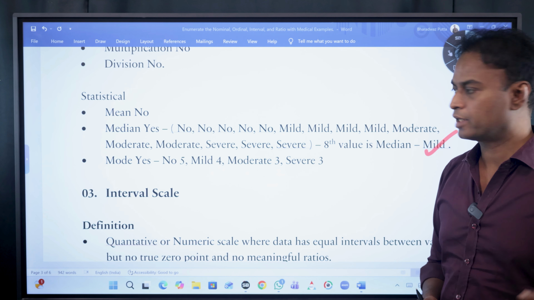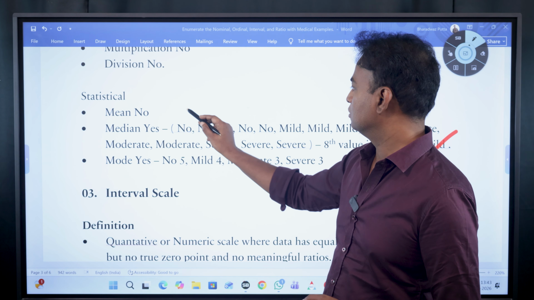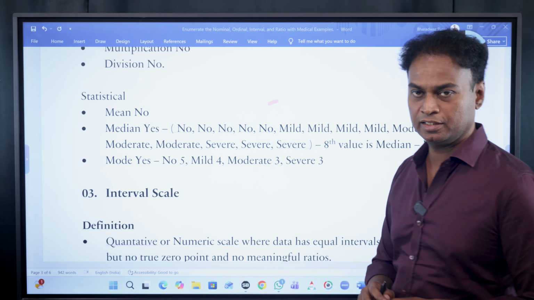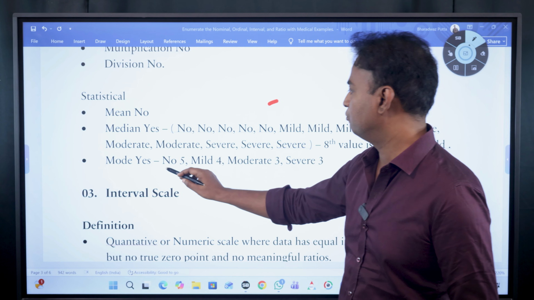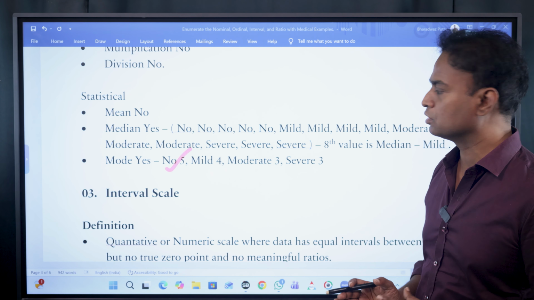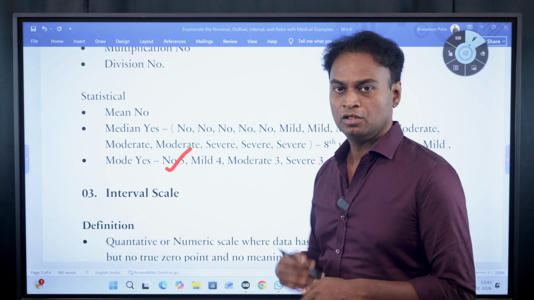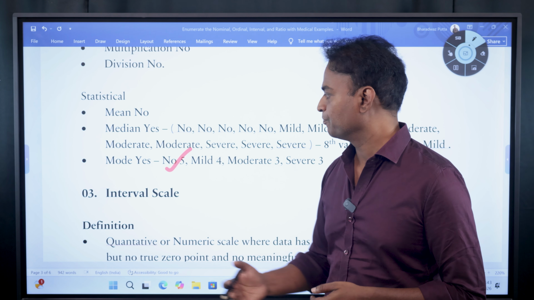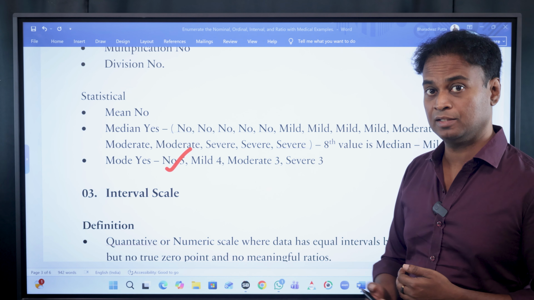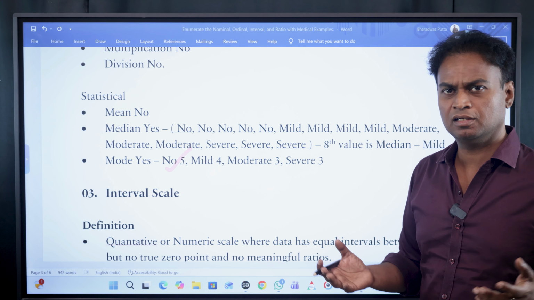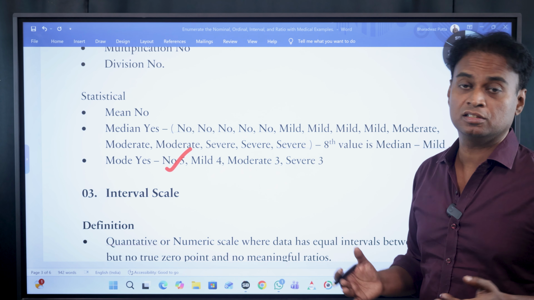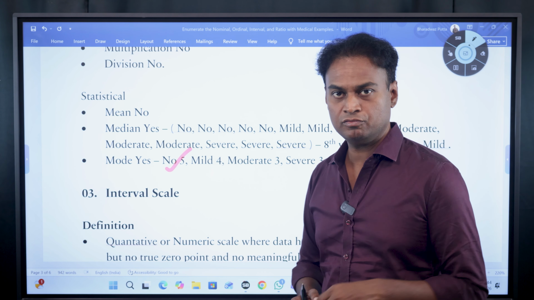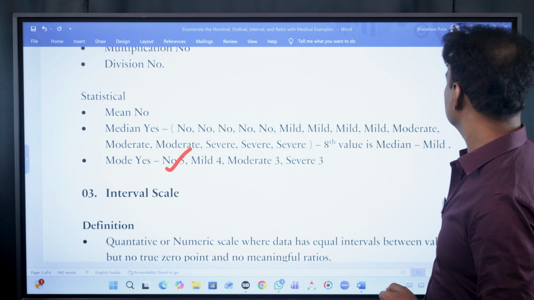Next one is mode. Mode can be calculated. Yes, you can see the 1 2 3 4 5. There are 5 nos and that is the highest. The mode for this data set is no. The value which occurs most frequently is the mode. In this, no occurred 5 times. That means the clinical trial went on well. 5 patients have 0 pain. Okay, that's the importance of ordinal scale.